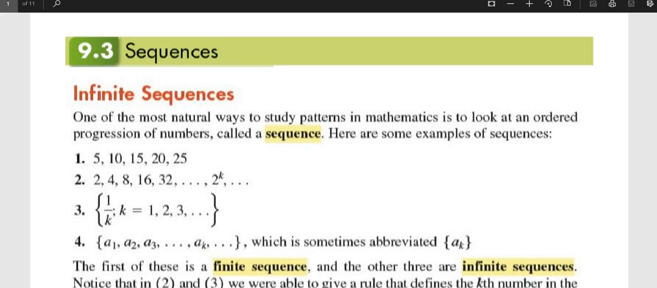Today's introduction is to sequences. Now, you've already studied sequences back in Algebra 2. You've studied finite sequences. In fact, this one right here is called a finite sequence. Now, why is it called finite? Because it stops. This one right here is called infinite.